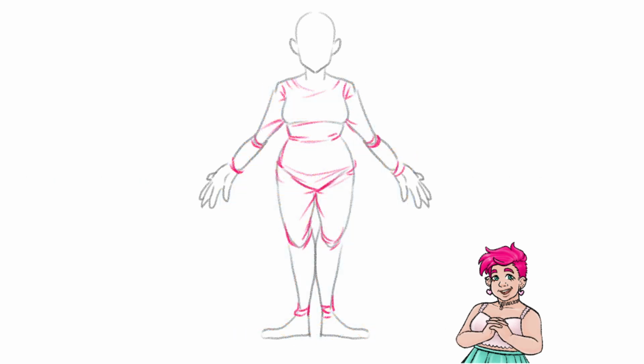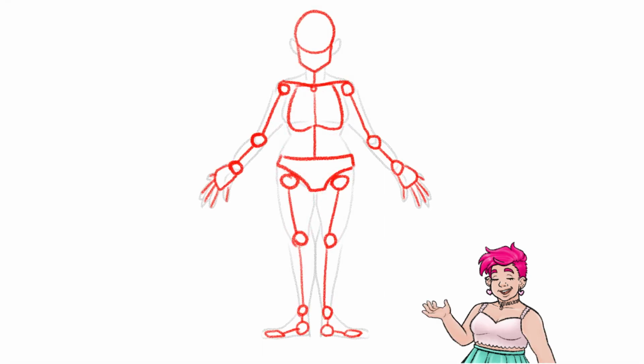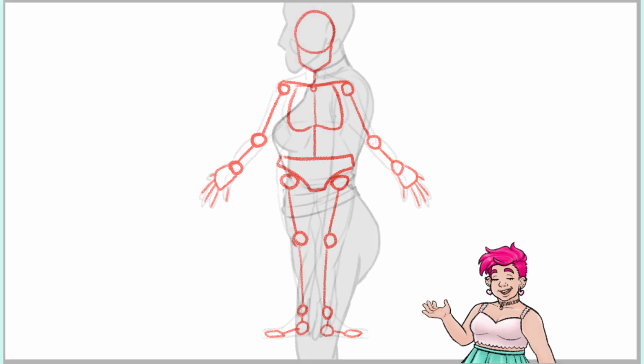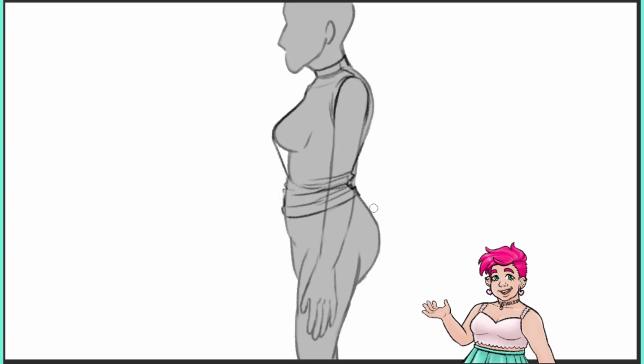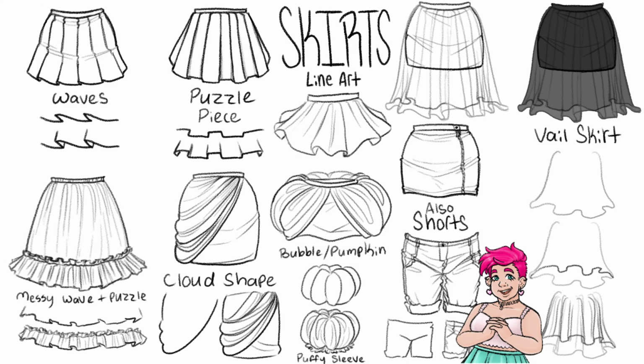If you're ever trying to guess where to put a fold and you don't have a reference, a good rule of thumb that I go by is if there's a joint in the body, there's a fold in the fabric. Because whenever and wherever your body moves, your clothing does too. So for my first group of demonstrations, I drew a bunch of skirts. Even if you don't want to draw a lot of skirts, looking at these will give you a good example of the way clothing folds and wrinkles.